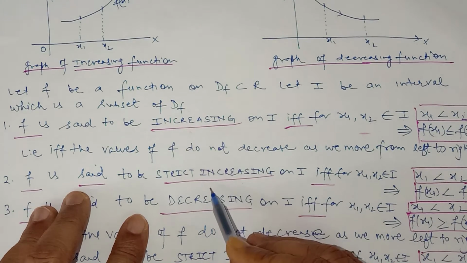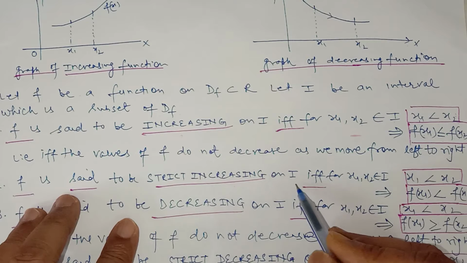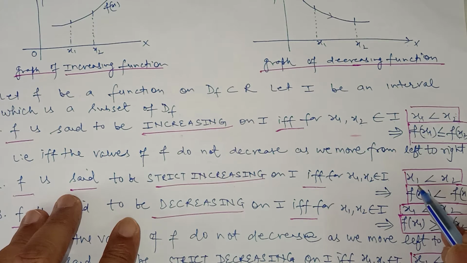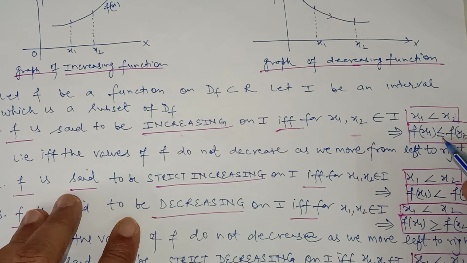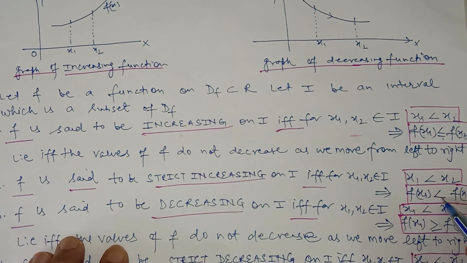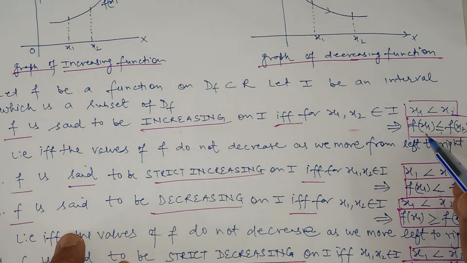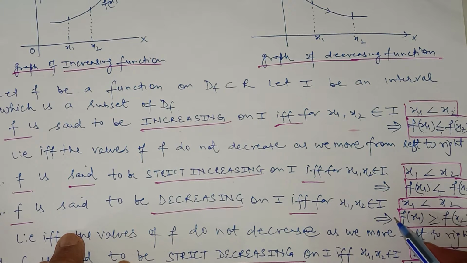We are taking the word strictly: f is strictly increasing on I if for x1, x2 belonging to that interval and x1 less than x2, then f(x1) should be less than f(x2), not equal to. We don't have the equal sign here. In increasing, it should be always less than or equal to, but in a strictly increasing function, it should always be strictly less.